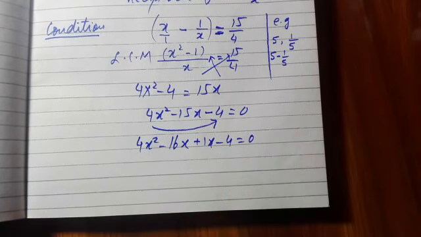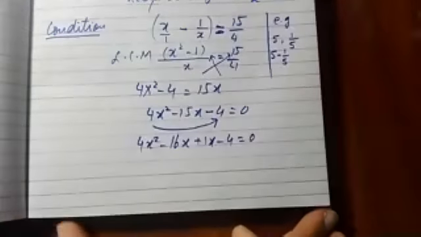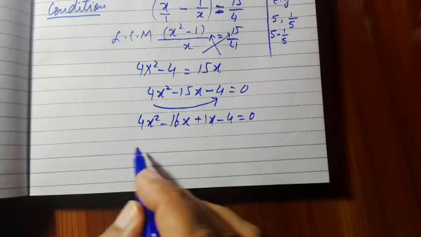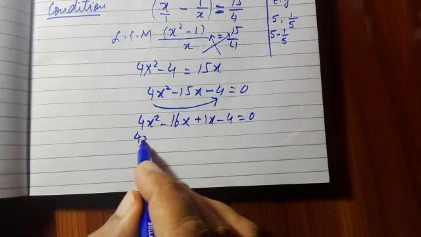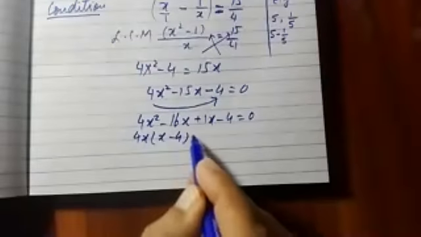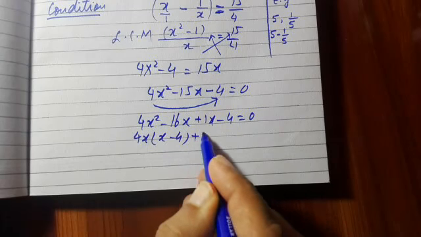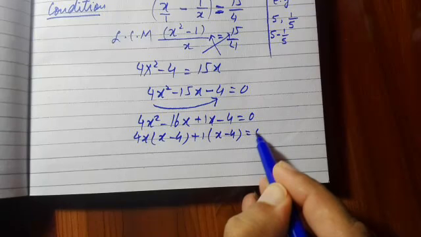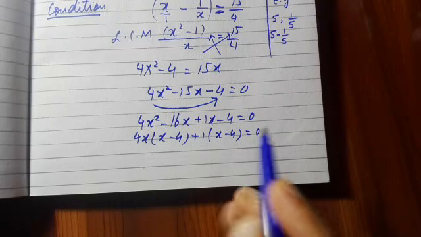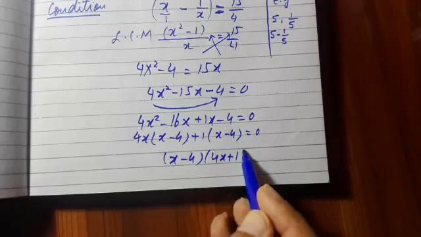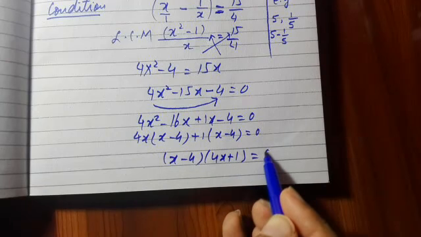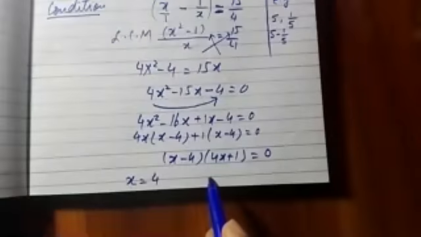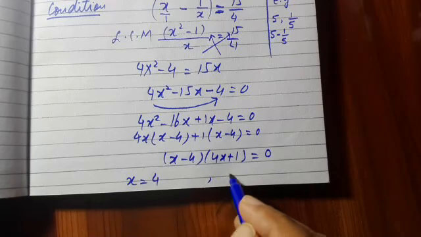So if you take out 4x common, it will become x minus 4. And if you take 1 common, it will be x minus 4 again. So the answer will be x minus 4 and 4x plus 1 equals to 0. So we will obtain two values of x. One will be x equals to 4 and the other one will be x equals to minus 1. So these are the two numbers which have been asked in this question.